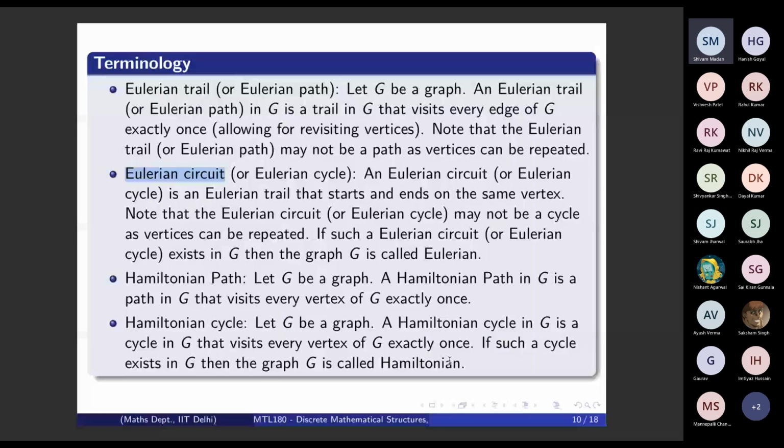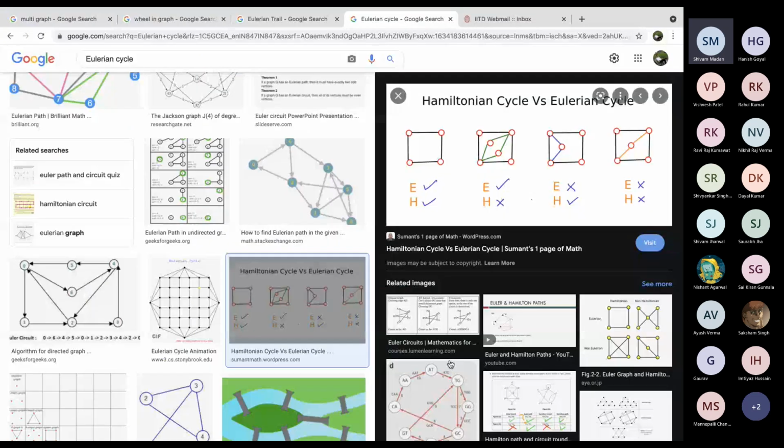Sir, in the third graph, there would be a case that no edge is repeated, right? Sir, if we move from the last left corner to the last right corner, and then the top right corner, top left corner, and then the inner triangle edge or the top of the triangle.